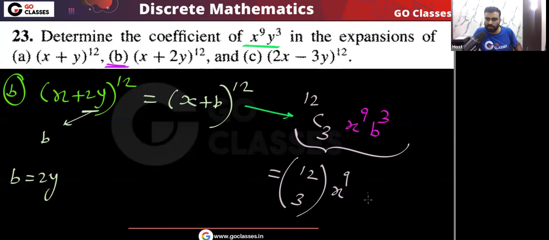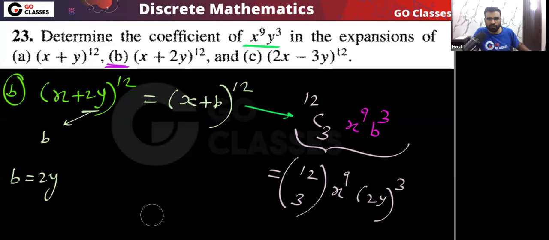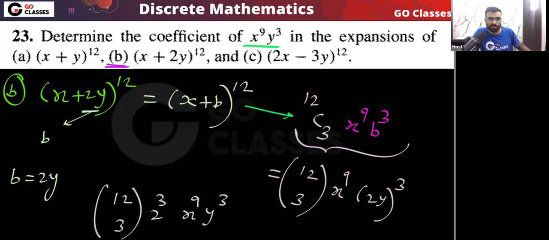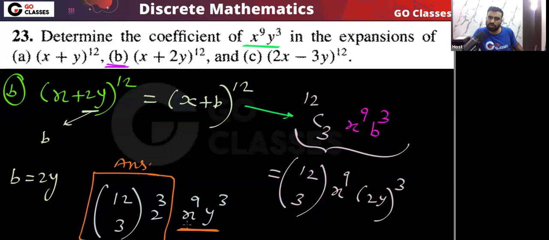B is equal to 2y, so it will be (2y) power 3. The question is asking the coefficient of x power 9, y power 3. So your final answer will be 12C3 multiplied by 2 power 3, multiplied by x power 9, y power 3. Here you can easily see this will be the answer. This is the coefficient of x power 9, y power 3.